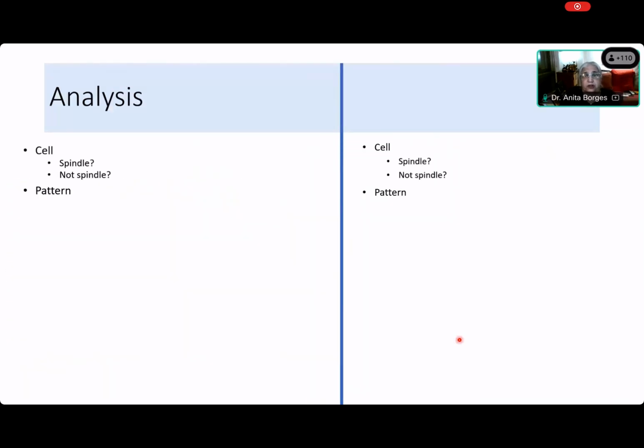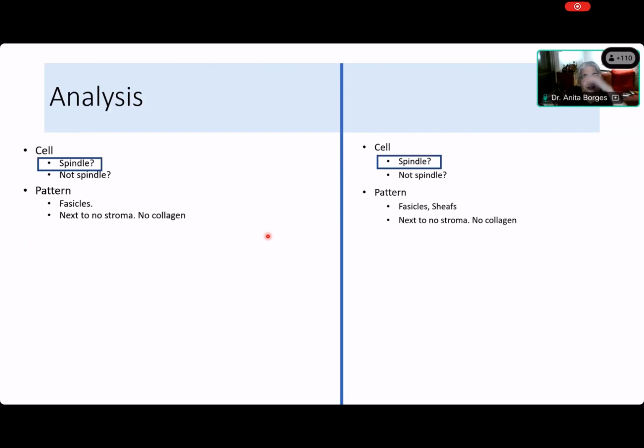So now come on. On the left side is 5A and on the right side is 5B. Is it spindle? Yes, ma'am. Spindle cells. Okay, both sides? Yes, ma'am. Both are spindle cells. Okay. What is the pattern? A is a fascicular pattern, B is sheaths. Yes, fascicles and sheaths. Excellent. And then there is next to no stroma. There is really no collagen. There is no collagen that hits you in the eye. That's why you didn't even think matrix, because it was such a cellular tumor.